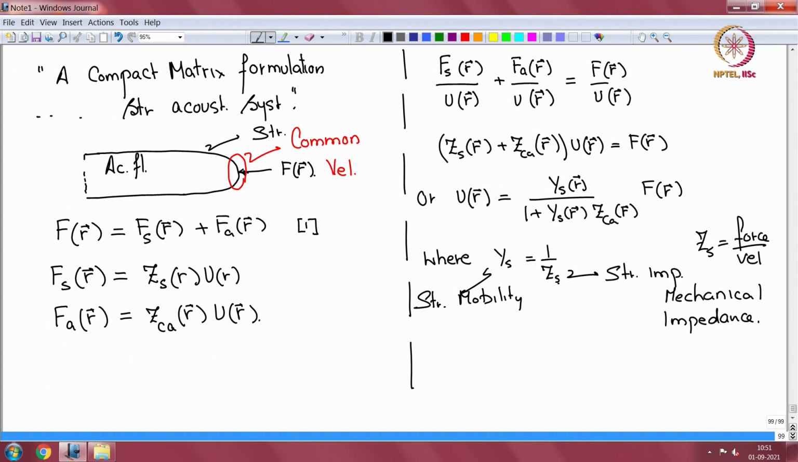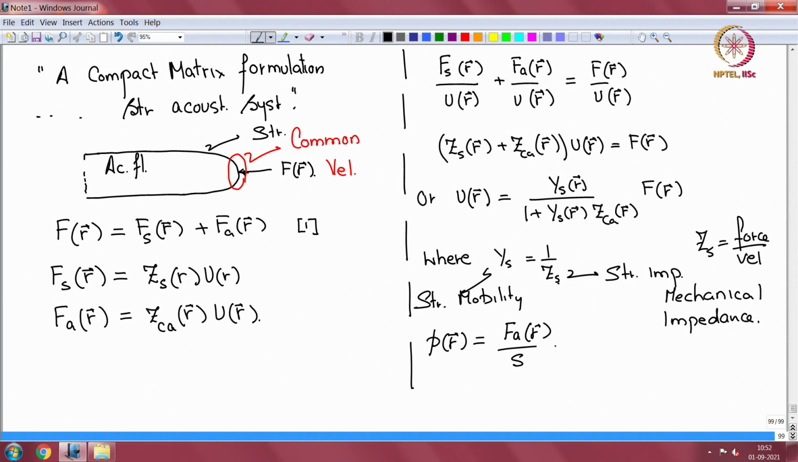Now the applied force gives rise to a pressure also. So that pressure in the fluid is given by the force taken up by the fluid, which is Fa of R, divided by some area, some notional area.